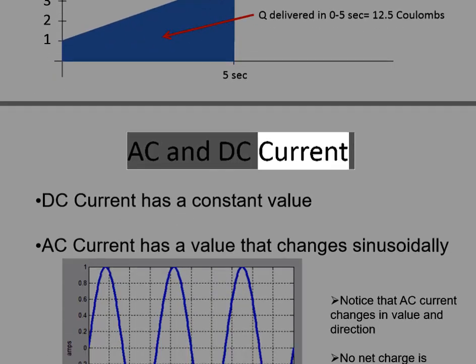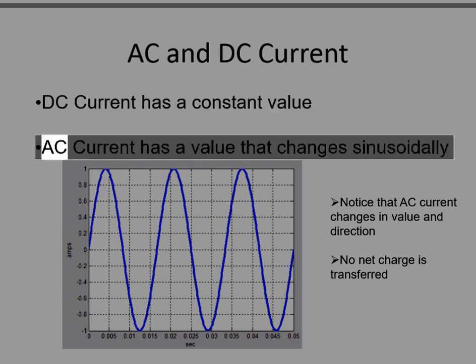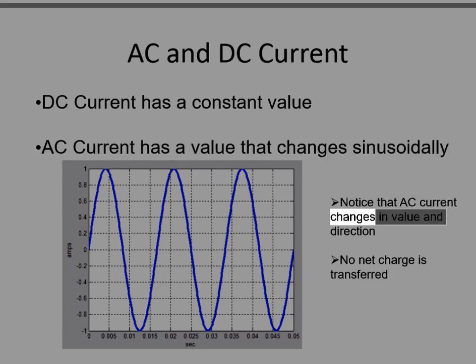AC and DC current. DC current has a constant value. AC current has a value that changes sinusoidally. Notice that AC current changes in value and direction. No net charge is transferred.